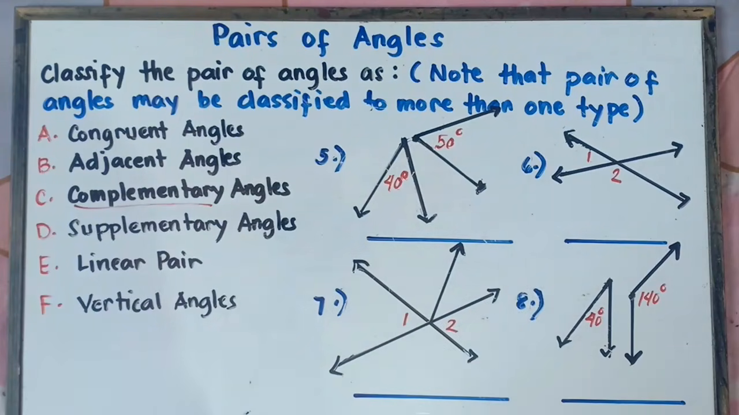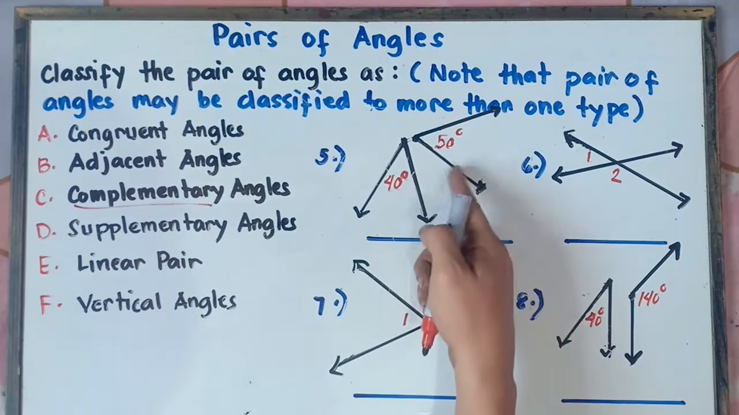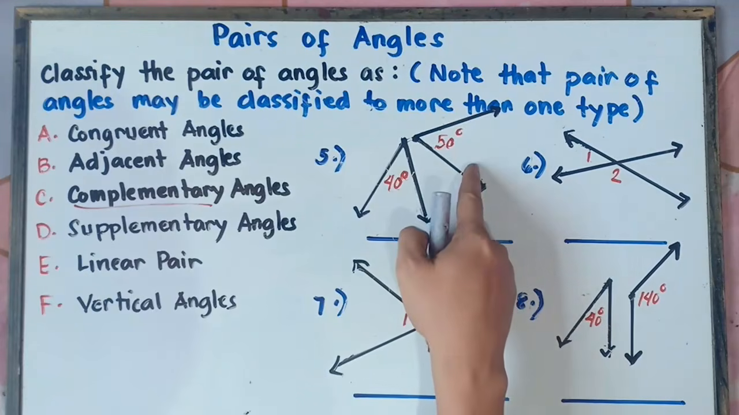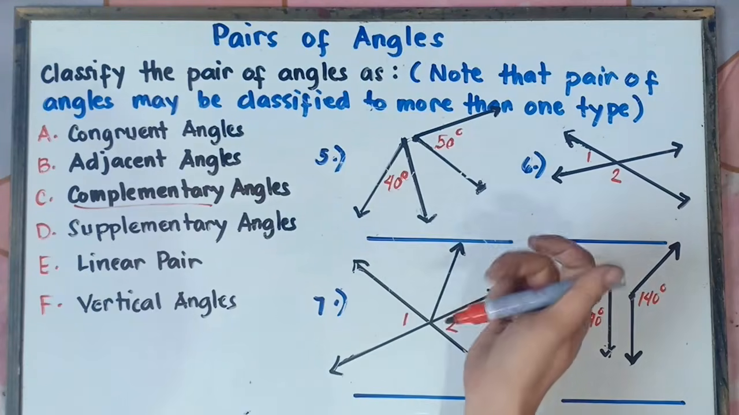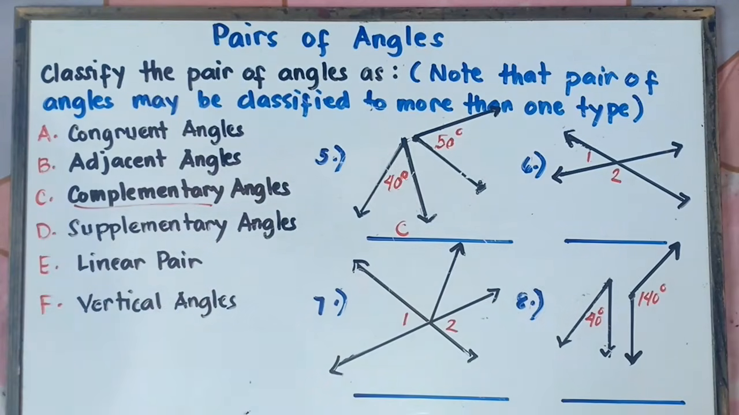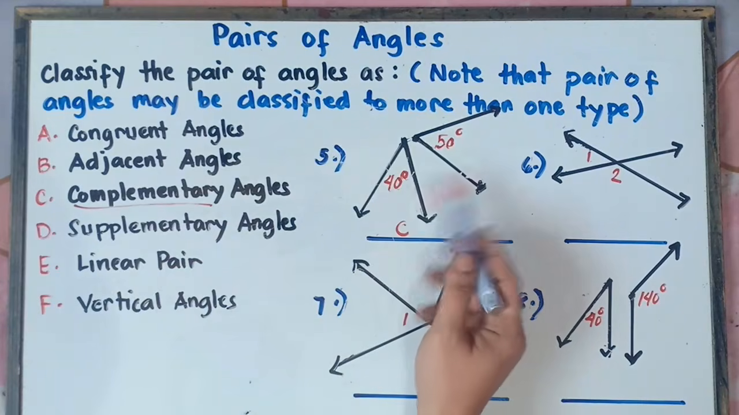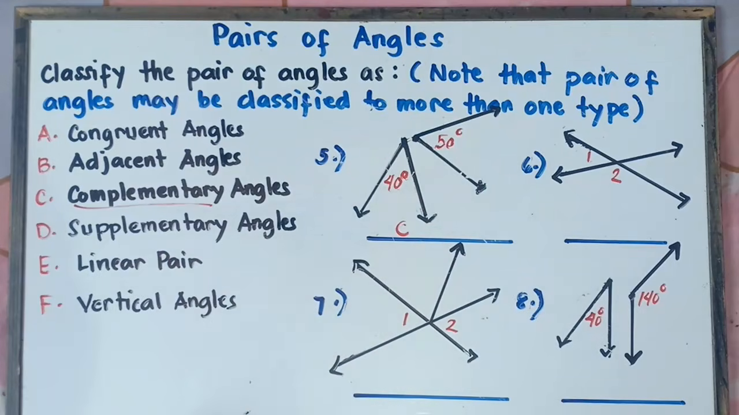Now, can we call this one complementary angles? Yup. You can call this one complementary angles because if you add the two angles, 40 plus 50, that will be equal to 90. So letter C. Can we call this one supplementary angles? Nope. Because you will not get 180 if you add this one. That's only 90.